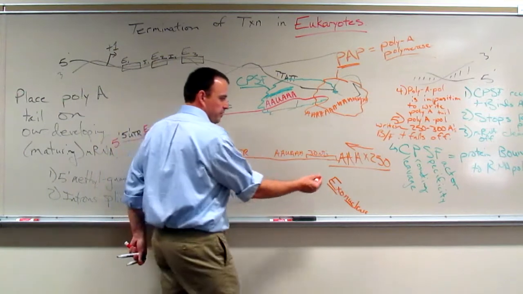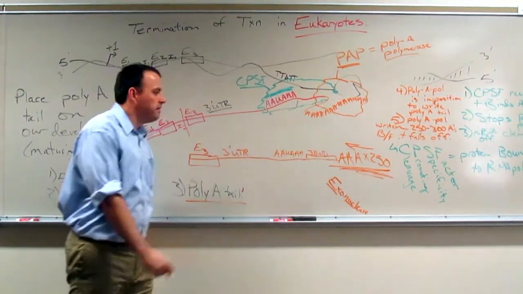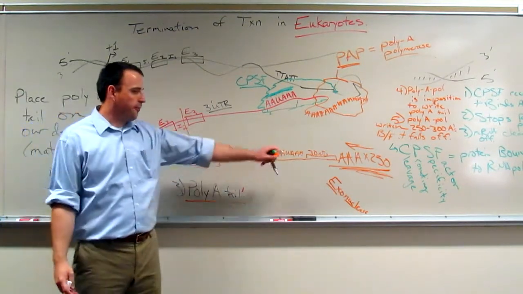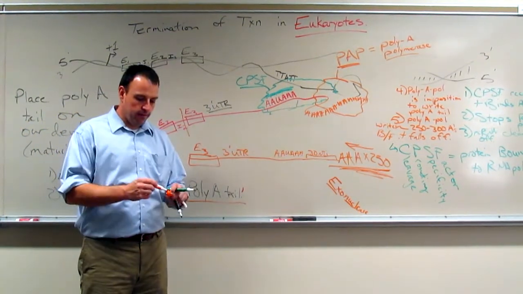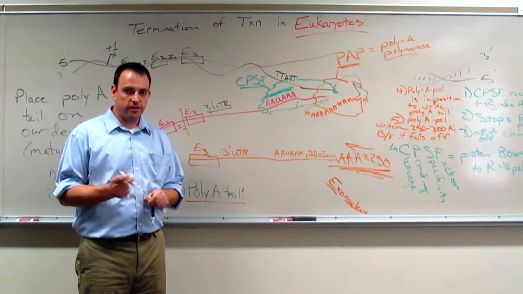So what do we actually end up with? We end up with a lot of buffer room that the poly-A tail creates on the 3' end of a pre-mRNA. Termination of transcription in eukaryotes.